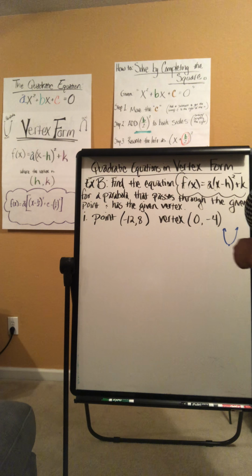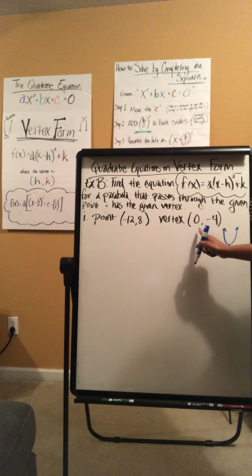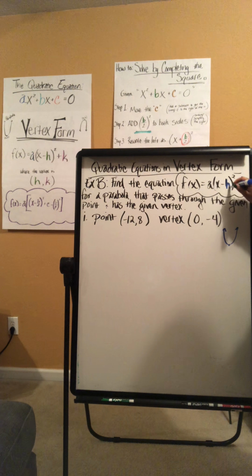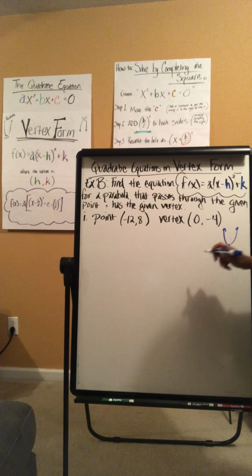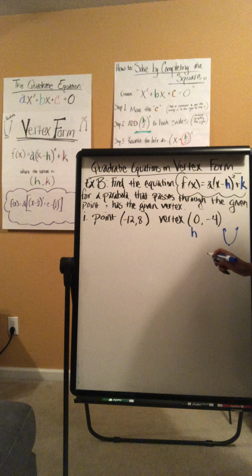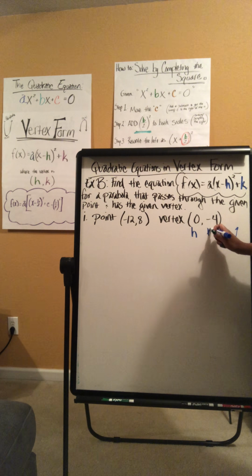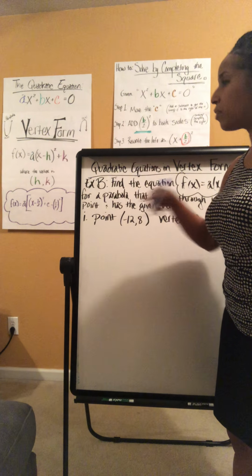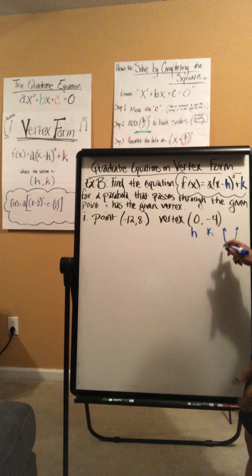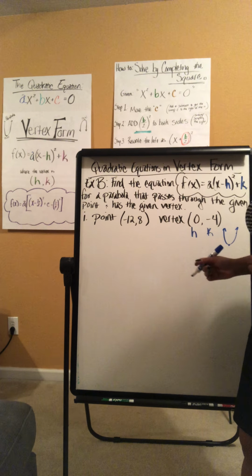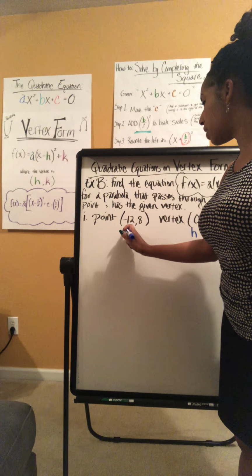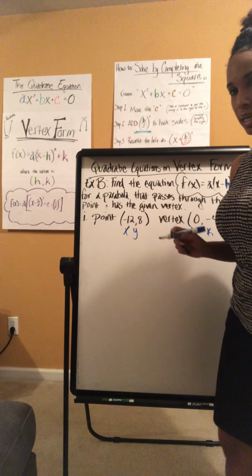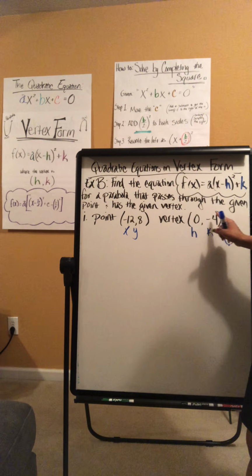Okay, so if this is my point and this is my vertex, the vertex in vertex form is the h and the k. So they have given me the h is 0 and the k is -4. They have also given me a point. Whenever we have a point, and that point is just somewhere on the graph, this one is -12, 8. The point is going to be your x and your y coordinate. You just have an x, a y, an h, a k.